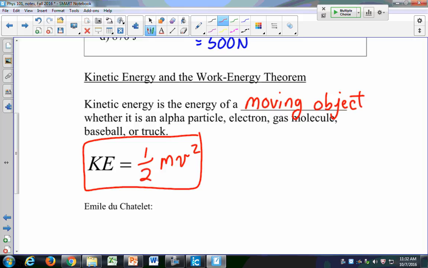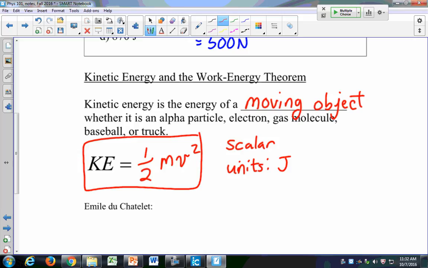It is a scalar quantity, just like work. The units are the same. I think I give these to you later, but let me go ahead and write them here. The units are also joules, which is the same as what we had for work. In fact, we'll find that work and energy are closely related. We'll look at the work-energy theorem, where if I do work on an object, it changes the energy.